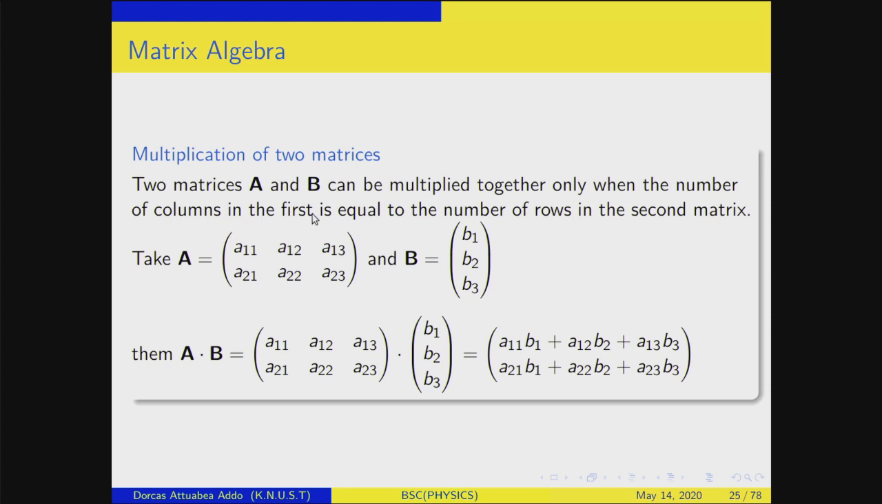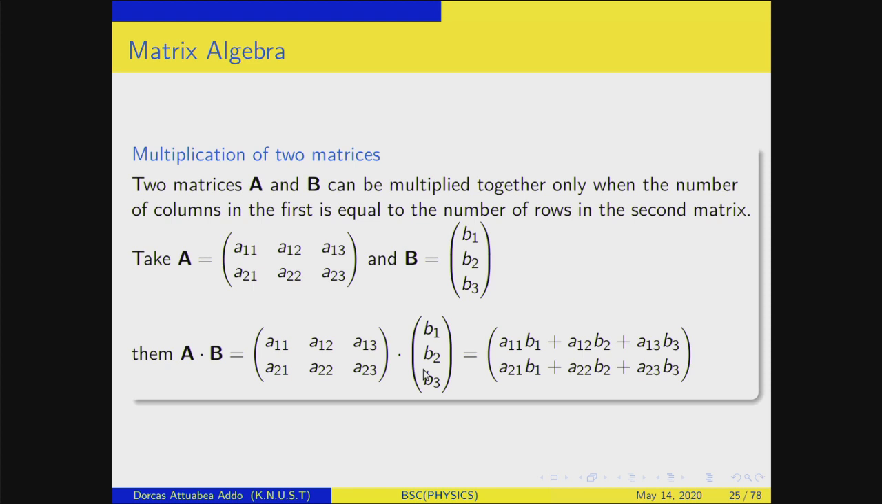So let's look at the matrix A. How many columns do we have? We have 1, 2, and 3. So 3 columns. How many rows for the second matrix B? 1, 2, 3. So you realize that the number of columns here is equal to the number of rows here. Meaning these two matrices, we can find the products. So how do we go about it? This is our matrix A and this is our matrix B.